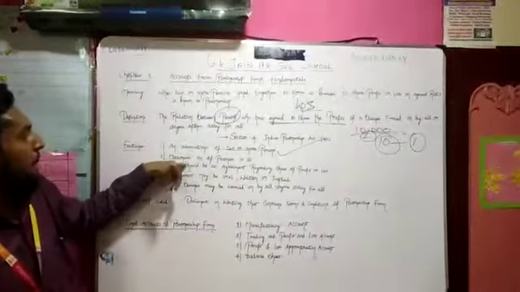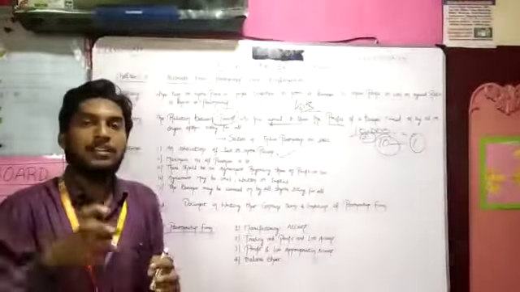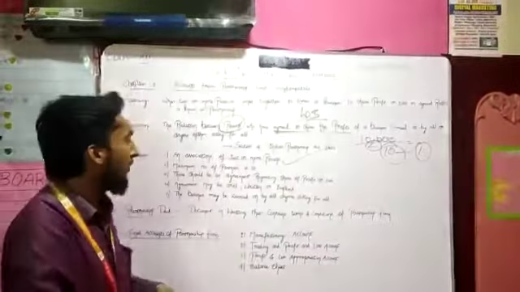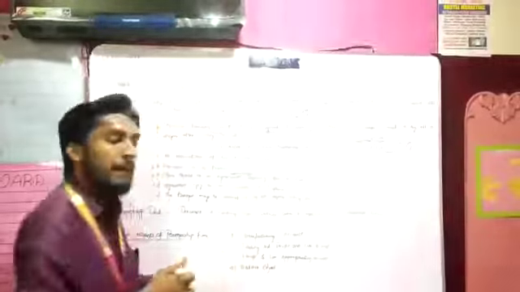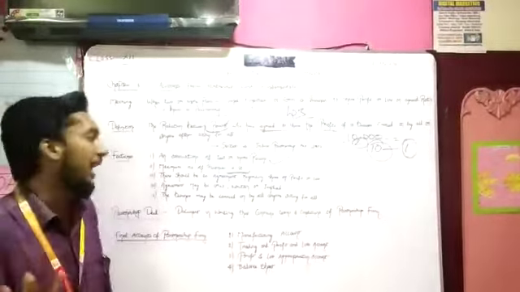Next point says the maximum number of partners is 50. In the partnership form we limit the partners up to 50. The maximum number of members in a partnership form can be only 50, not more than 50.